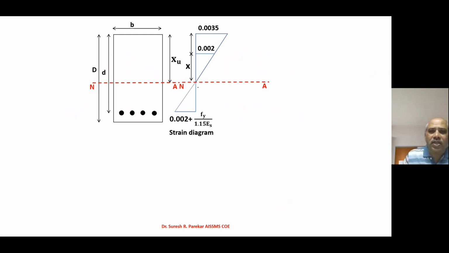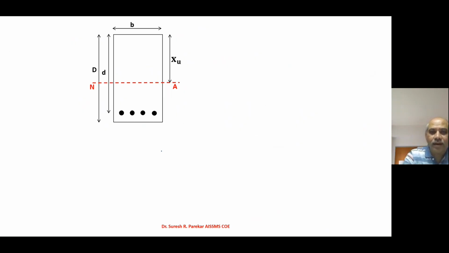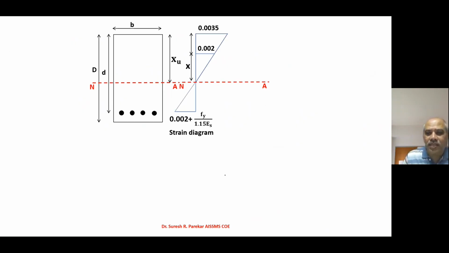So now we can have this as the strain diagram. If we see in the assumptions, then we have the maximum strain in tension reinforcement, and we have this value 0.002 plus fy upon 1.5 Es. So we have that value. So you can see this strain, and that value we are going to take from the IS code.